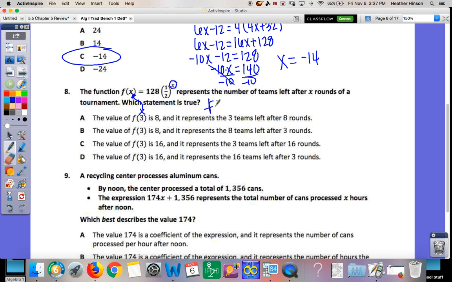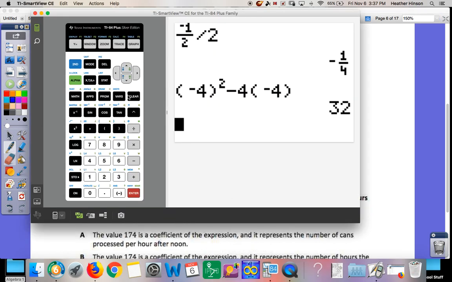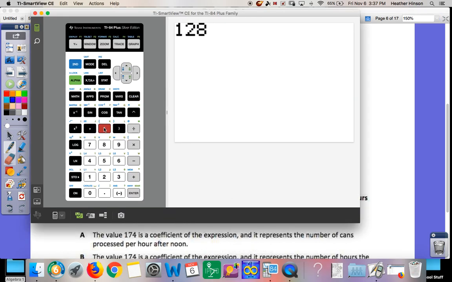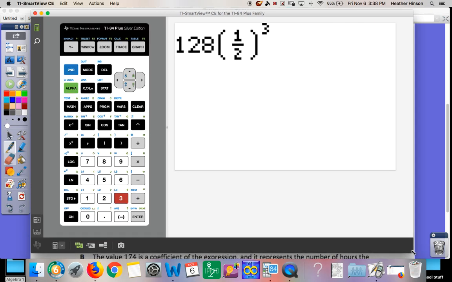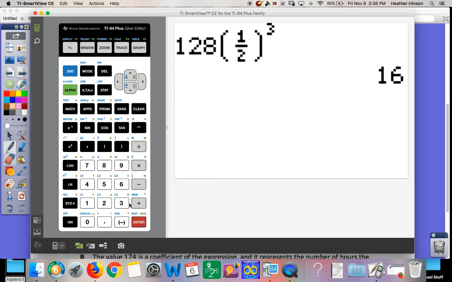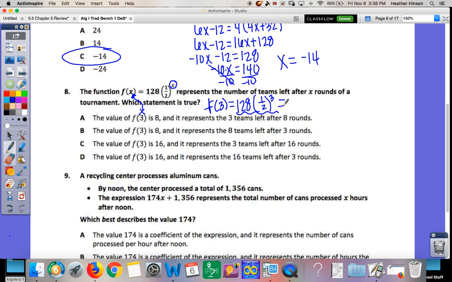So we have f of 3 is 128 times 1/2 to the third. And then just plug it in the calculator. So 128 parentheses 1/2, yes, 1/2. Close your parentheses, and we need an exponent of 3. So we're going to hit the little rooftop, and then 3. And that is 16. So just knowing our answer is 16, we can eliminate A and B.